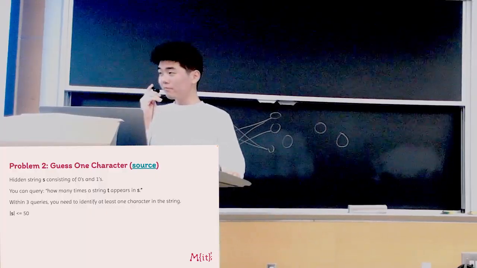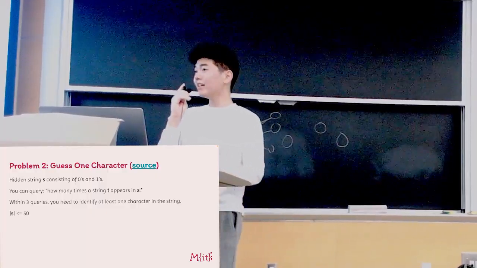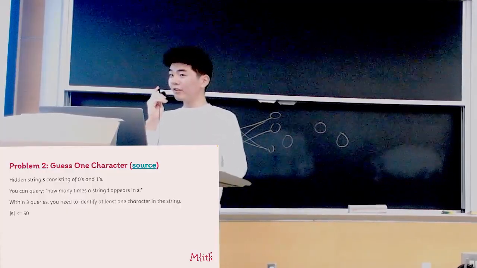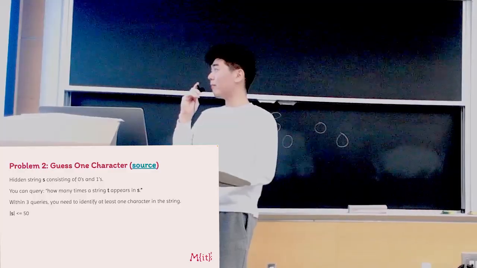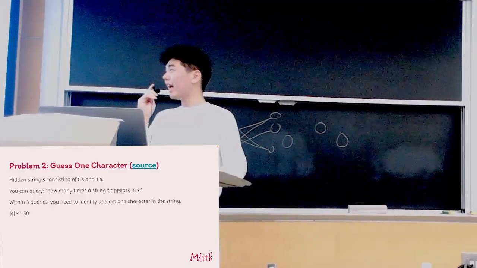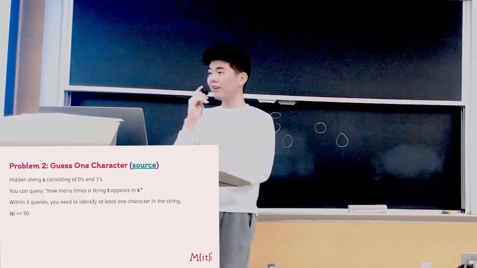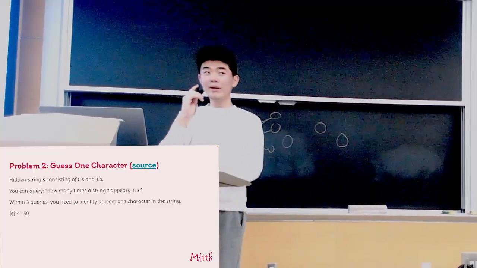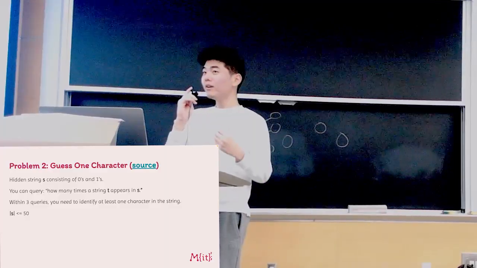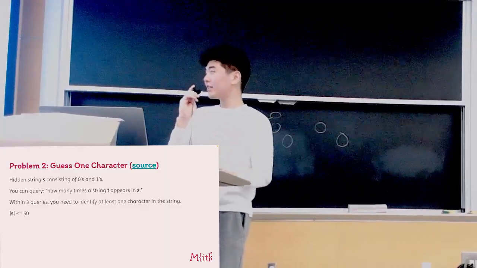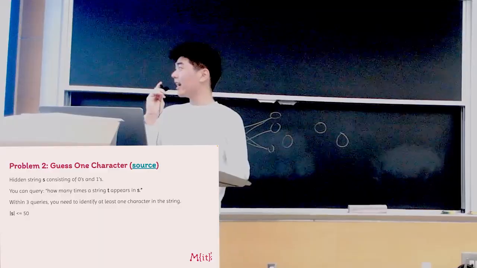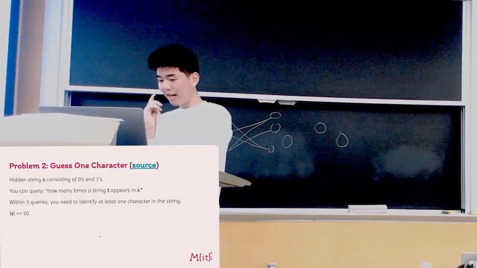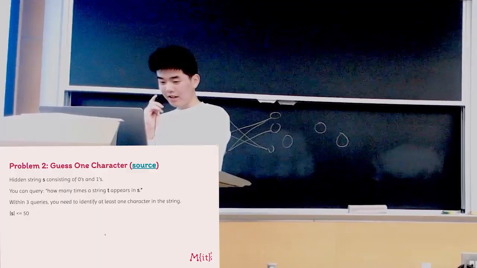So for this problem, there exists a hidden string S consisting of zeros and ones, and in one query you can ask how many times my string T appears in S, and within 3 queries you want to identify at least one character in the string. What that means is that I want to say that at index i in the string S, its value is either a 0 or a 1, and determine which one it is. Let's go into an example here.